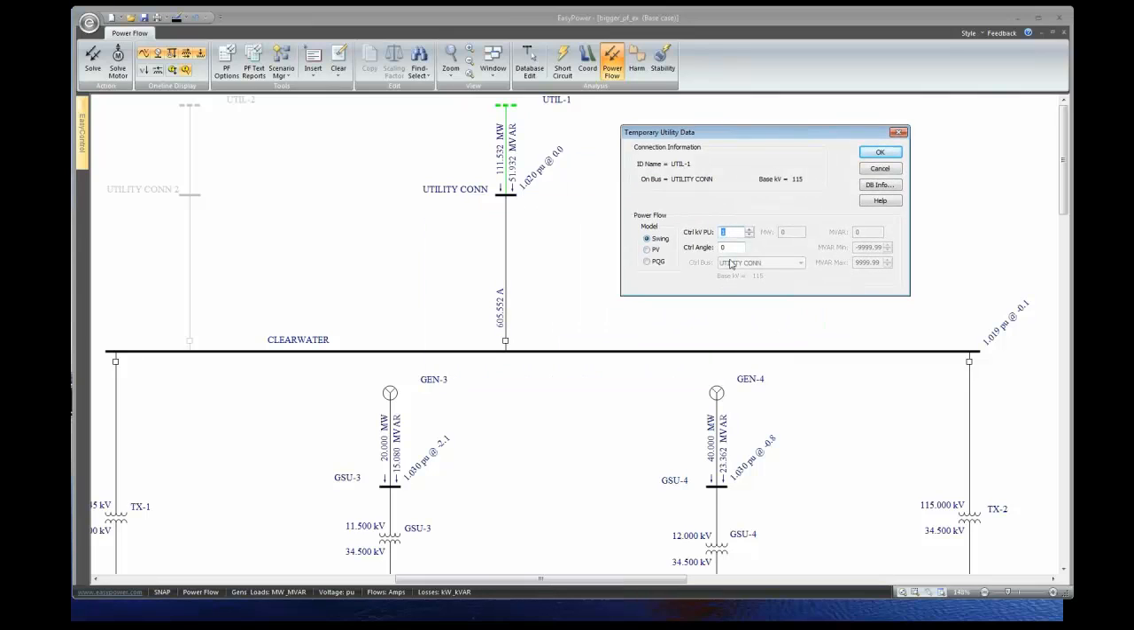Now, in database, I can tell the source which voltage I'm trying to regulate. So it's going to default to the bus it's connected to, but you could pick a different bus here. And this is the swing source, right? So by default, utility sources are always modeled as swing sources. You can change that, but that would be an unusual situation.